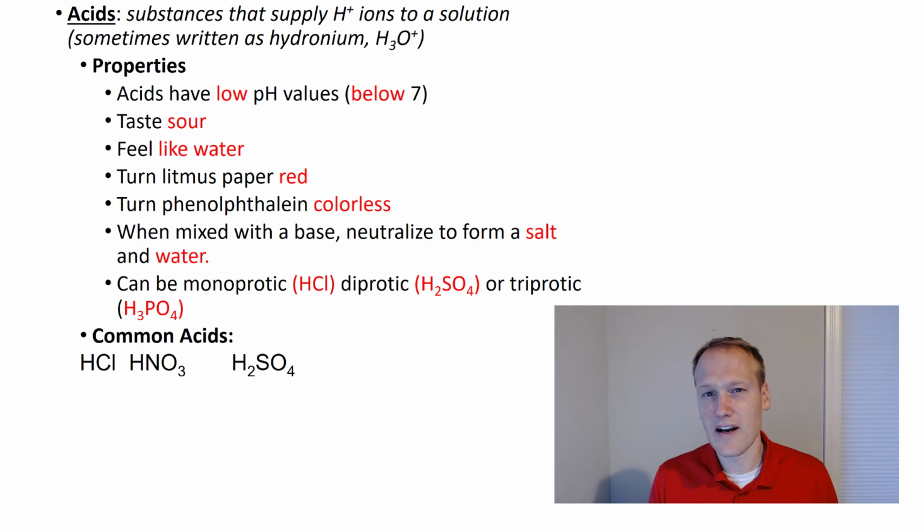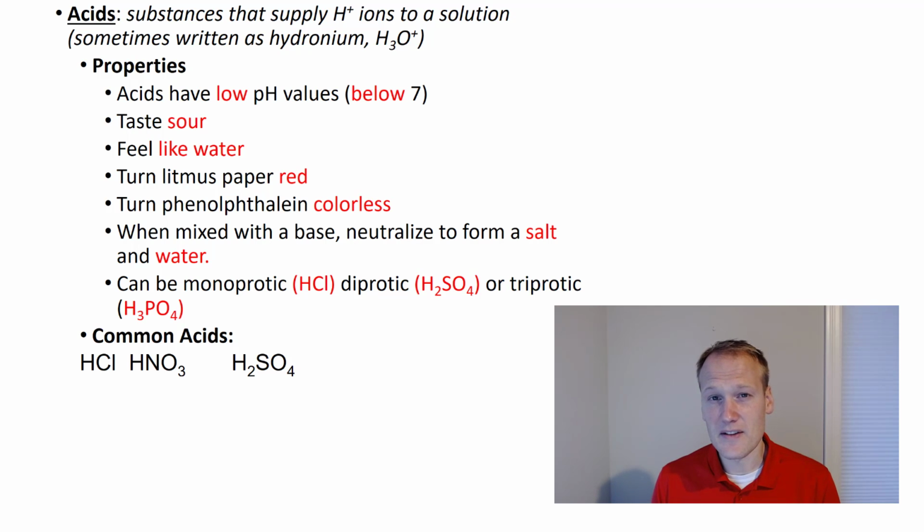Acids are identified as substances that produce H+ ions when in solution. This H+ ion will combine with a water molecule and it'll become a hydronium ion, which is H3O+, with a +1 charge. Acids have low pHs from 0 to 7. They taste sour and they feel like water.